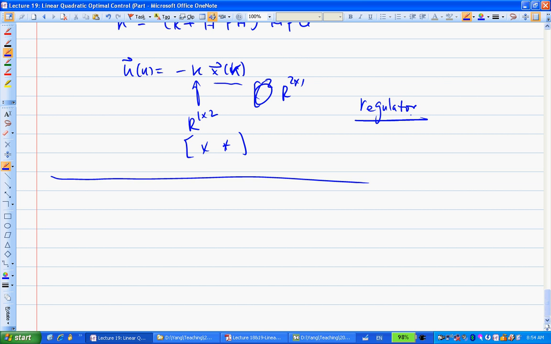Okay, but in a more practical case, what you really need is a reference tracking problem, right? So you have a step input. You want to control the output to be the same as the input. Make sense, right? So that's basically the next thing here: optimal control with a reference input. Okay, so what do we mean by with the reference input?